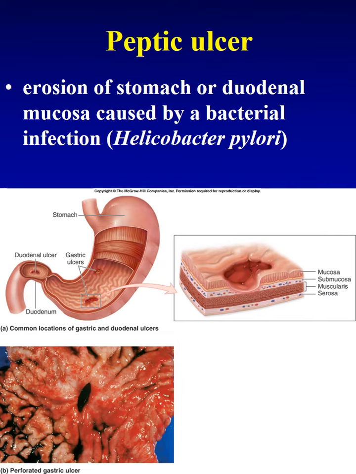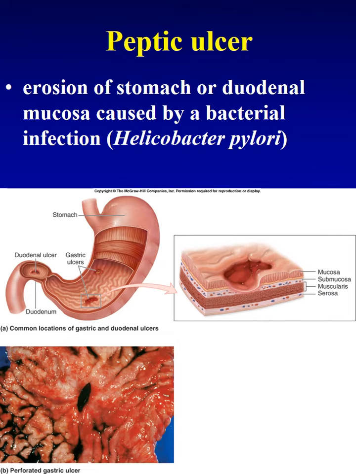So NSAIDs, or nonsteroidal anti-inflammatory drugs like ibuprofen and aspirin, are a common cause of gastritis, and these drugs also impair healing of the gastric lining. Another major cause of peptic ulcers is the bacteria Helicobacter pylori, which accounts for 70% of gastric ulcers and 90% of duodenal ulcers.